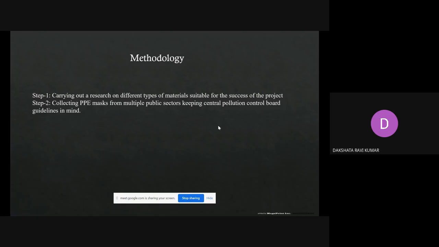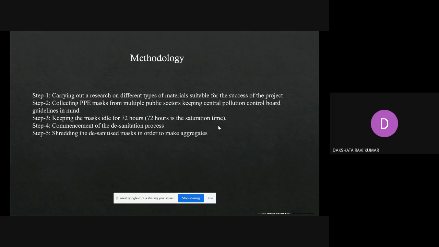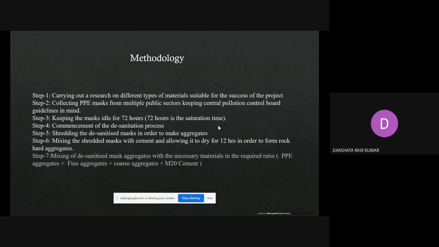And then we started the desanitization process. And then we shredded the desanitized mass in order to make aggregates. And then we mixed the shredded mass with cement, allowing it to dry for 12 hours in order to form rock hard aggregates. And then we mixed the desanitized mask aggregates with the necessary materials in the required ratio, which was mentioned before.